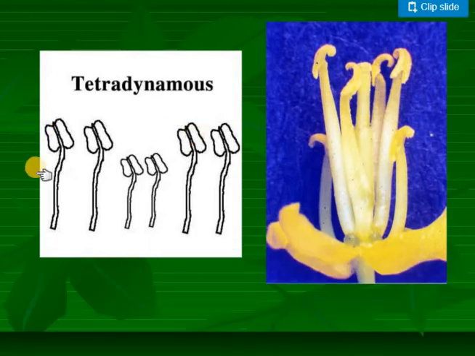See, there are 6 stamens, 4 are larger, 2 are small, and the 4 larger stamens are arranged in 2 bundles. Okay. See this diagram. These are smaller stamens, these 2 are larger stamens. Here these 2 are larger, this is small. So 2 larger here, 2 larger there, and 2 smaller. Such a condition is called a tetradynamous condition.